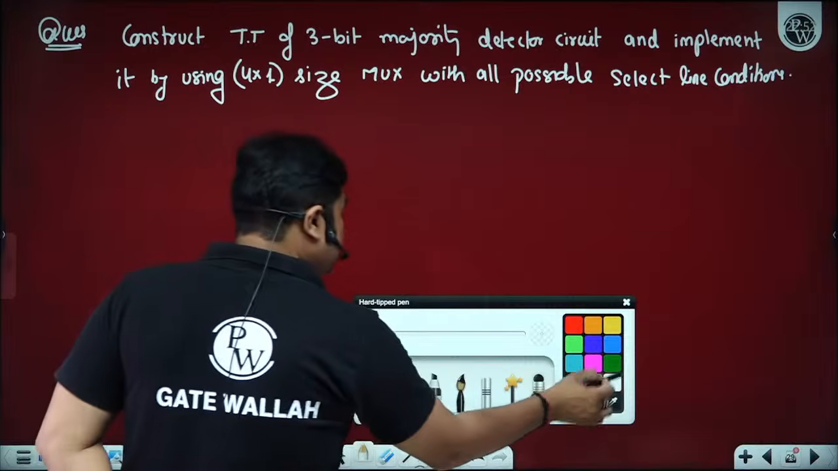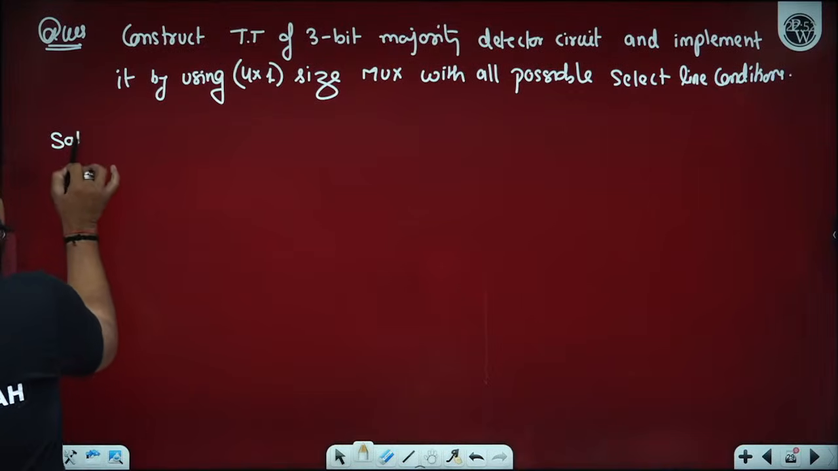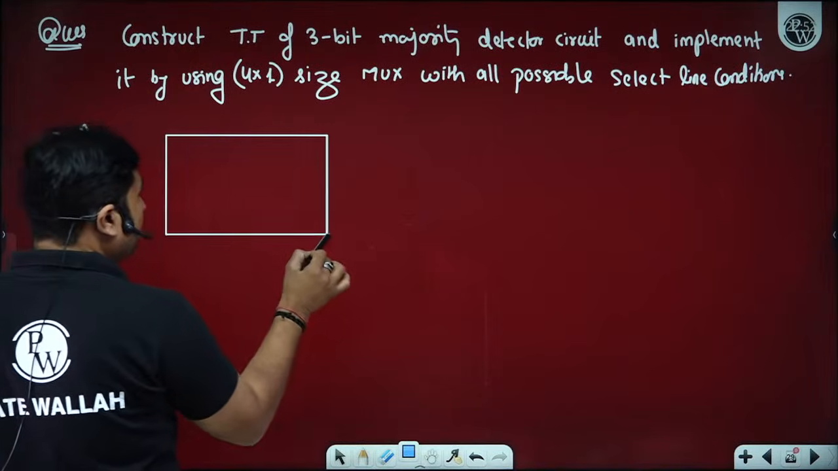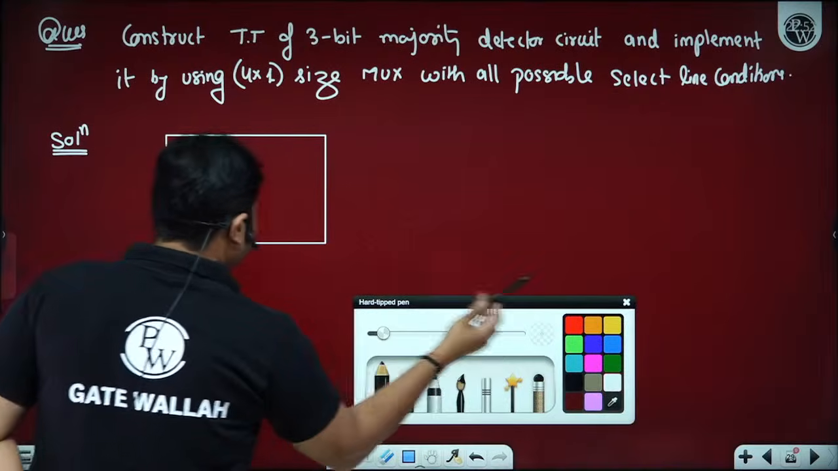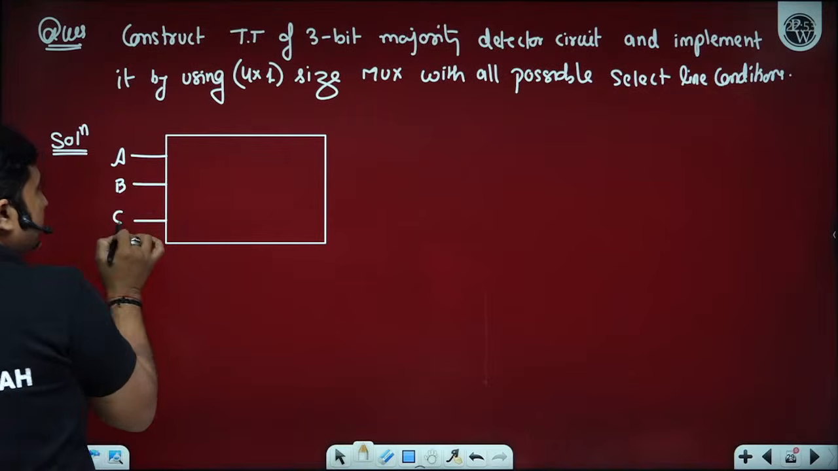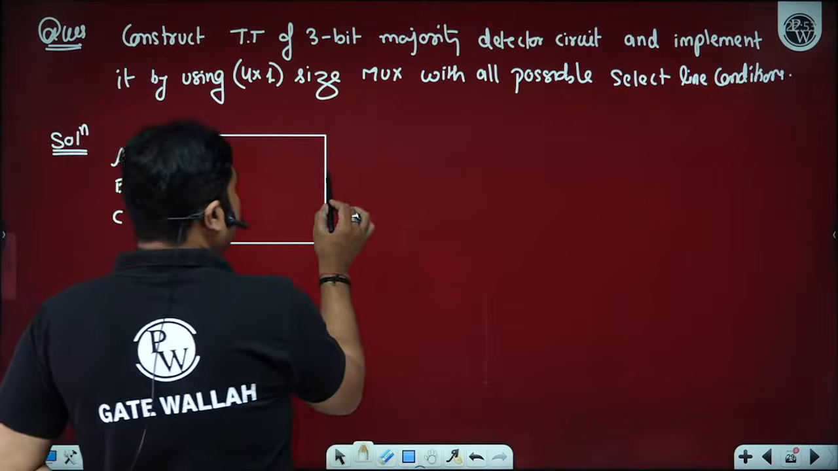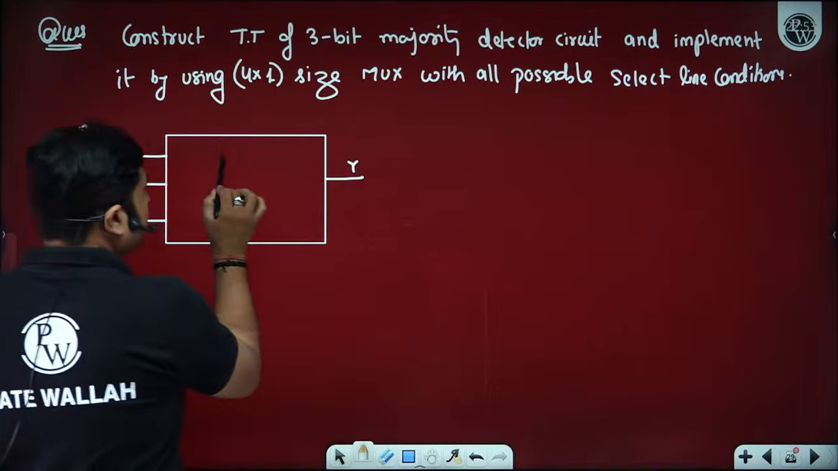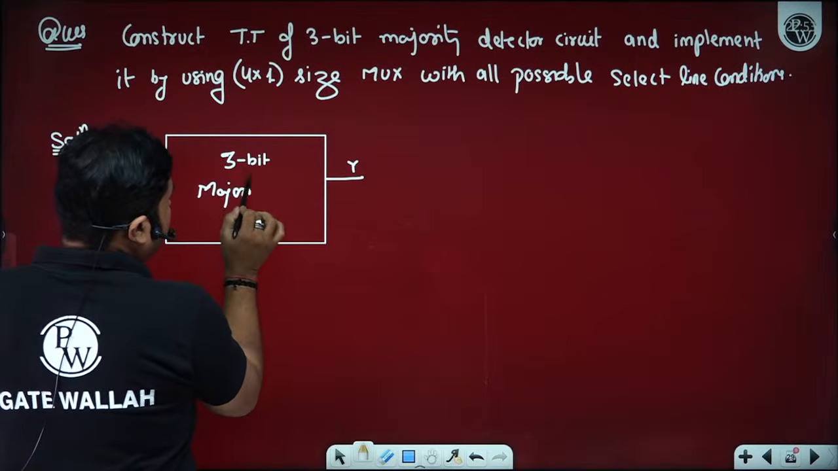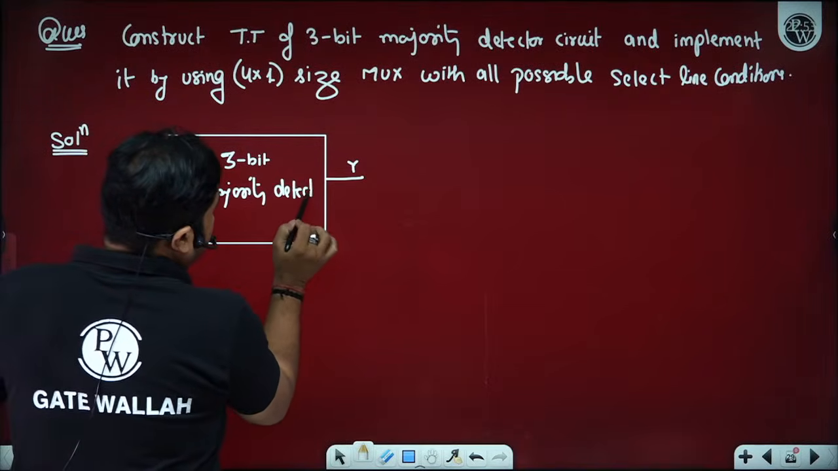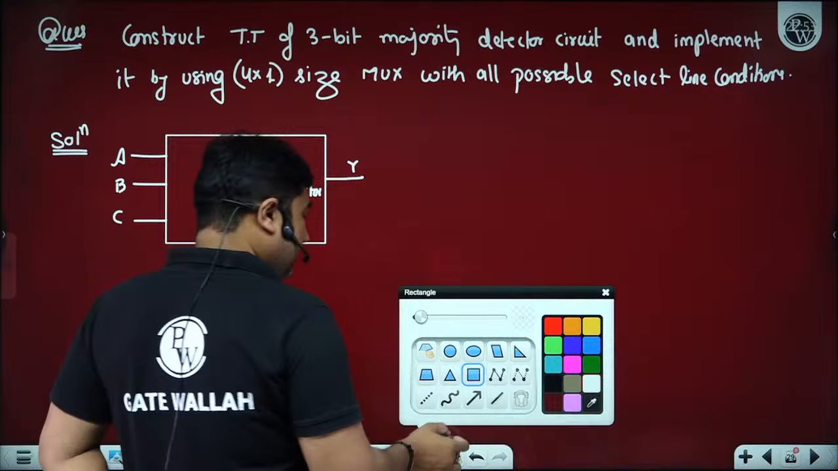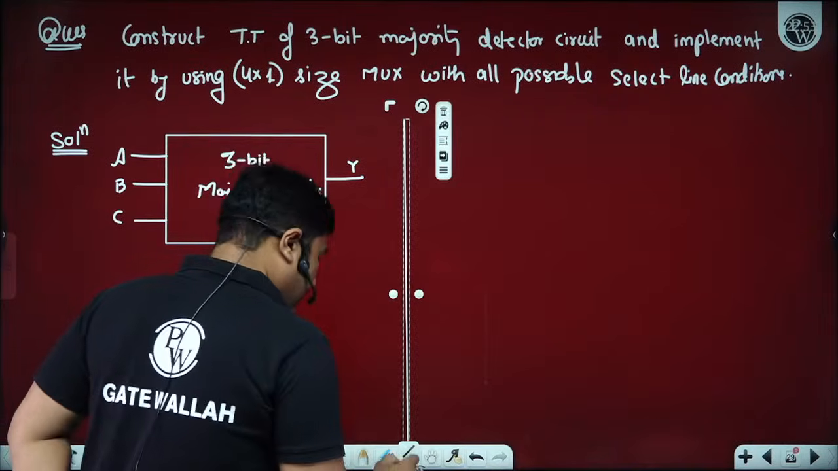So what do we want to design? Sir, we want to design a 3-bit majority detector circuit by using a multiplexer. Let us suppose the input variables are A, B, C and the output is Y. We know about the inputs and outputs, beta ji. Yes, sir.